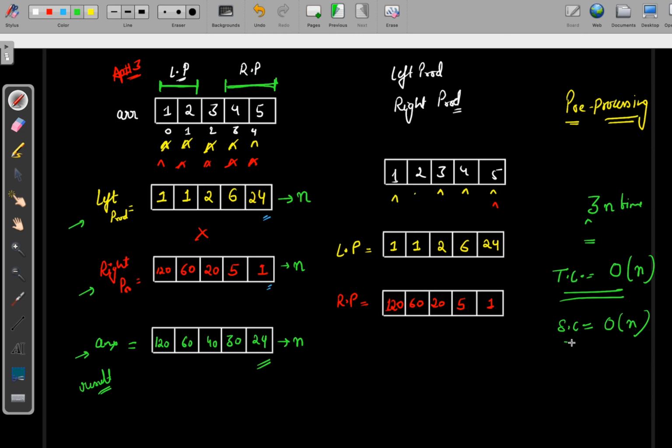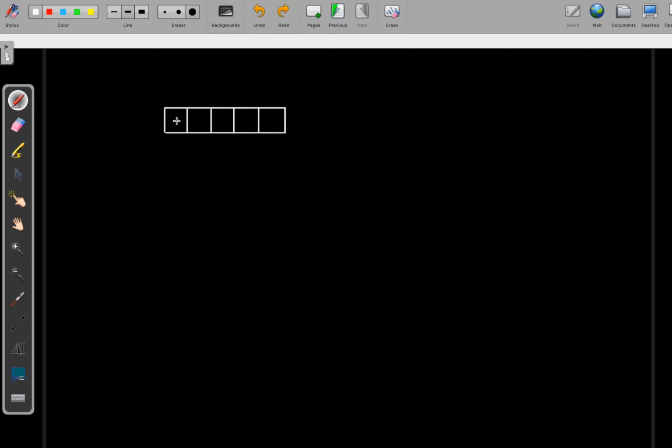Now let's see if we can optimize further. This is the correct method, this is the time and space complexity we can get, but if we can optimize it a little bit, there are a few tweaks we can make. So let's quickly check it. So this is my array, and I am writing 1, 2, 3, 4, 5. Index is 0, 1, 2, 3, 4.